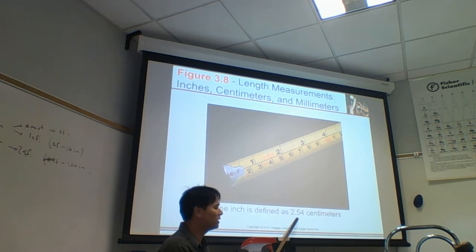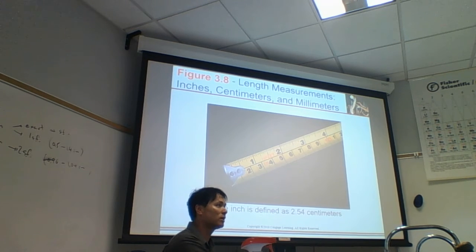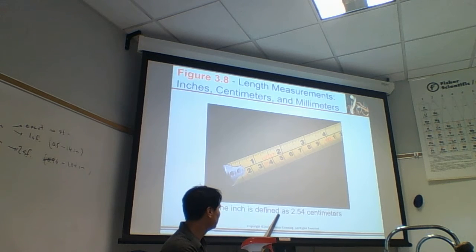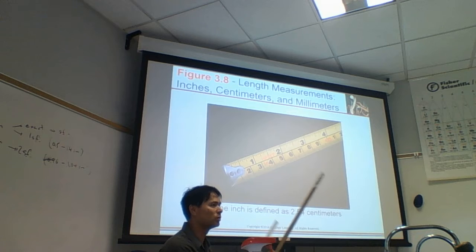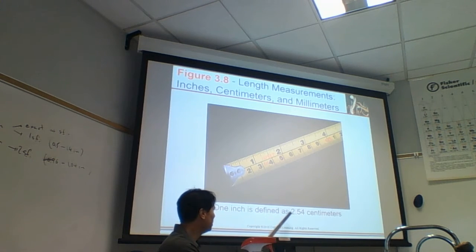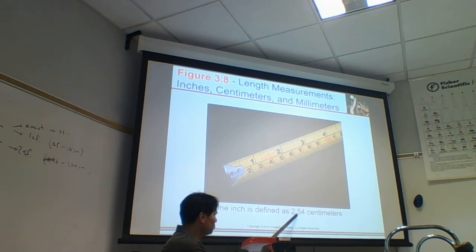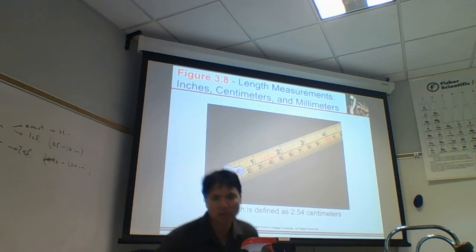Because somebody defined it, it's like the kilogram. Somebody defined the kilogram. This is 1 kilogram, so therefore that is exactly 1 kilogram. Well, somebody defined this. 1 inch is defined as 2.54 centimeters, so that they have some relationship between the inch scale and the centimeter scale, and this is how it was defined. So this is exact. There's no uncertainty here. It's exactly 2.54 centimeters in an inch.